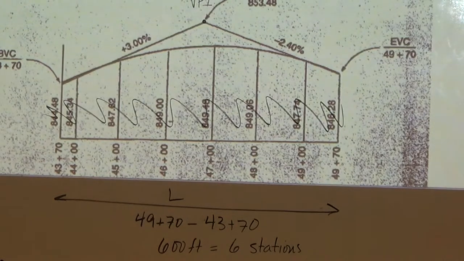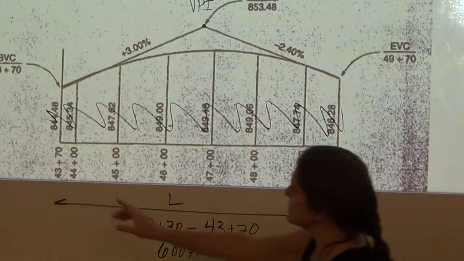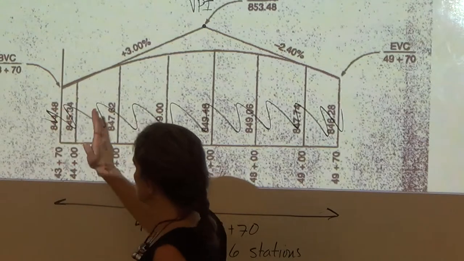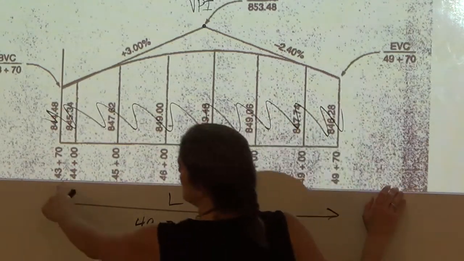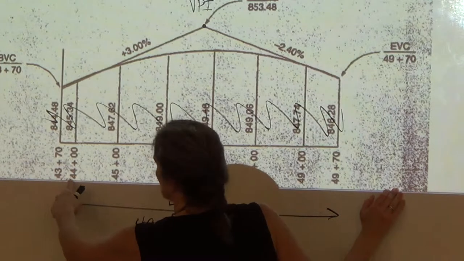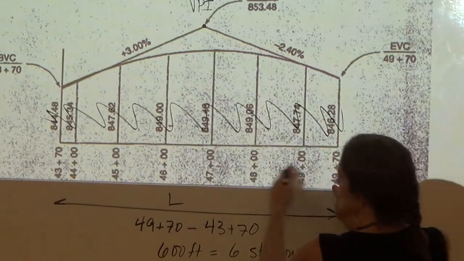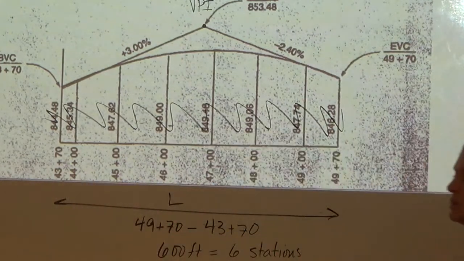Right? L is the horizontal distance. Remember, the stations are horizontal. So the BVC is at 43 plus 70, and then it goes to 49 plus 70. So the distance here is 600 feet, or 6 stations.